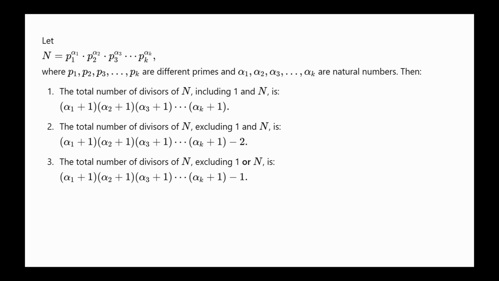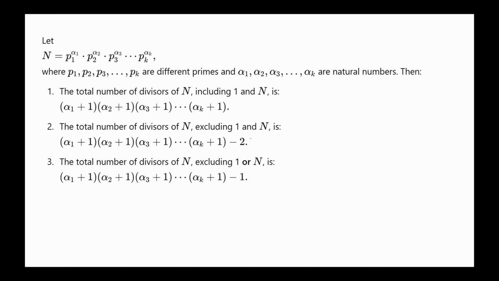Now let's look at this final topic. Let n be equal to p1 to the power alpha 1, p2 to the power alpha 2, where p1, p2, p3 are prime numbers and alpha 1 and so on are their exponents, natural numbers. Then the total number of divisors of n, including 1 and n. I hope you all know what a divisor is, a number which can divide n. So that would be this. The total number of divisors of n, excluding 1 and n, would be this, minus 2 from here. Of course, we are not including 1 and n here, so there would be a minus 2 here.